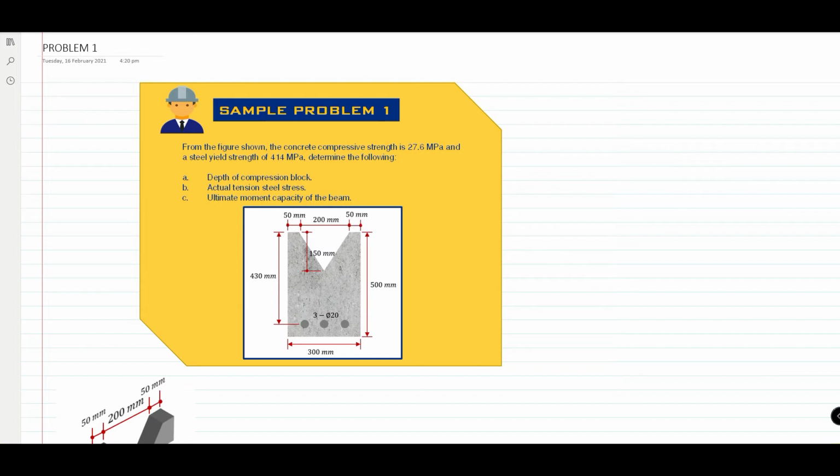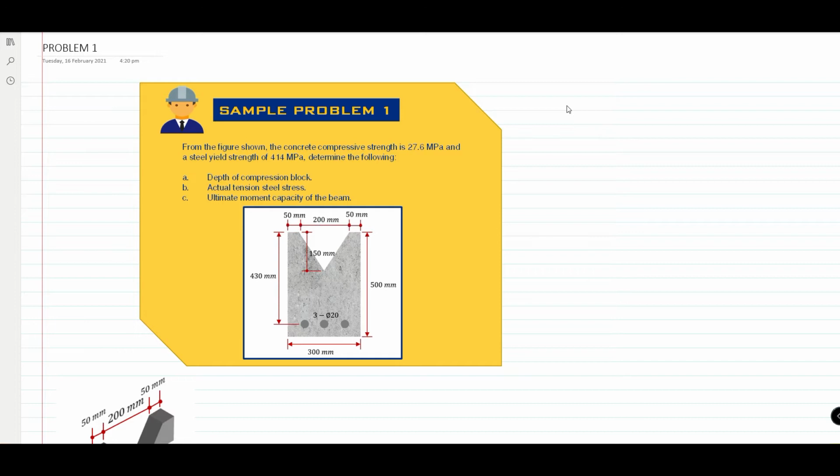So from the figure shown, the concrete compressive strength is 27.6 megapascal and the steel yield strength is 414 megapascal. We have to determine the following. First is the depth of compression block, second is the actual tension steel stress, and the third will be the ultimate moment capacity of this beam. So yung beam natin as shown, meron siyang ukang triangle on this part.